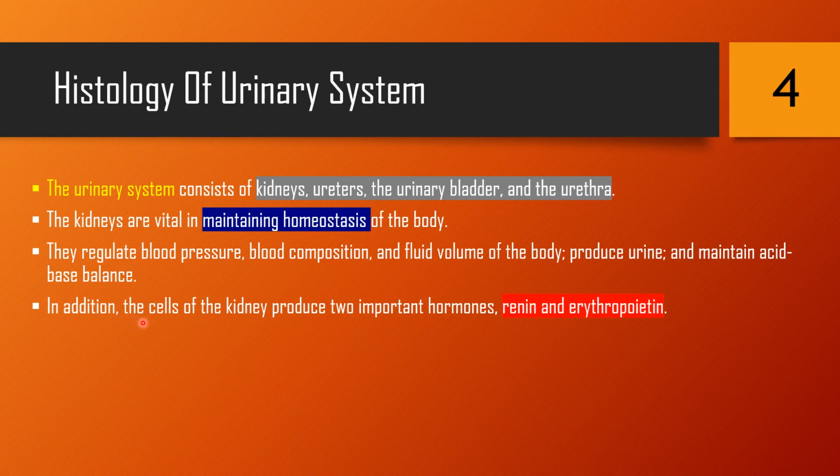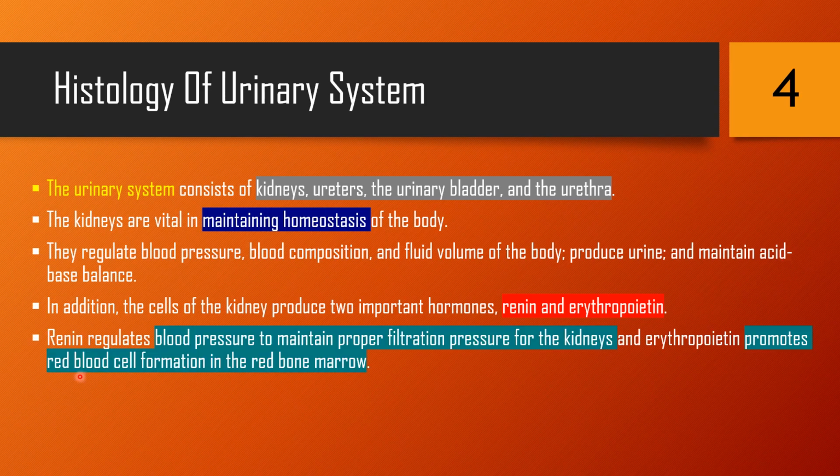In addition, the cells of the kidneys produce two important hormones. These are renin and erythropoietin. Renin regulates blood pressure to maintain proper filtration pressure for the kidneys, and erythropoietin promotes red blood cell formation in the red bone marrow.